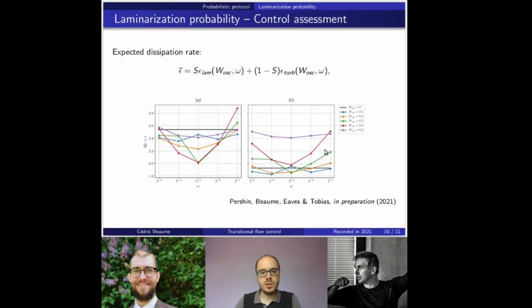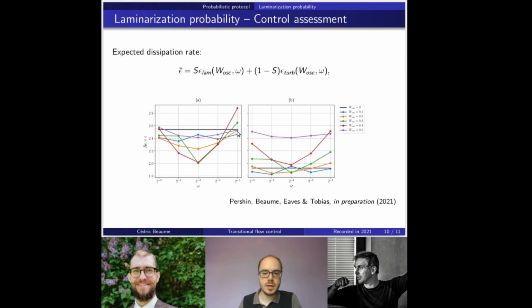So we've decided to introduce another criterion, which is the expected dissipation rate, epsilon bar, which is essentially the expected laminarization probability S times the dissipation rate of a laminar flow, because we will get to this flow with a probability S overall. And we add to that the complementary probability times the cost, or the dissipation rate, of the turbulent flow. And when we do this for a uniform distribution of perturbation energies, what we observe are the results on the left, where there is an optimal amplitude for the control.